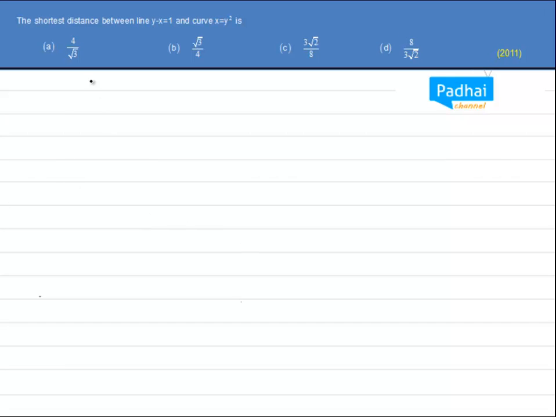Okay, let's take this question. The shortest distance between the line y minus x equals 1 and the curve x equals y square is. Okay, so let me write the equation of the line.